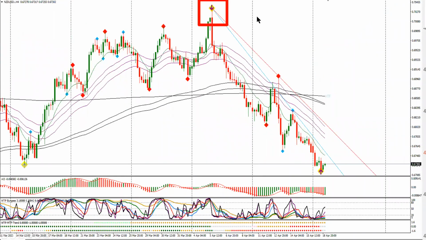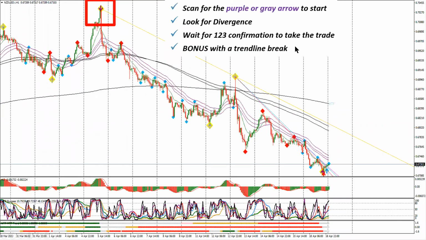This is the 4-hour, that was the daily. So we came down quite a bit, about 100 pips on this as well. And this is the hourly. So this is where it triggered, and we came down 100 pips.